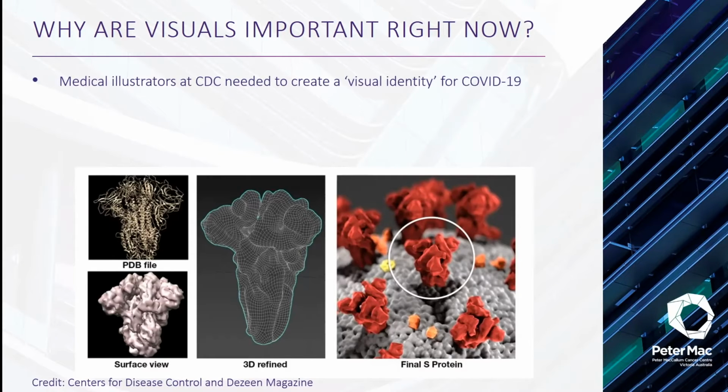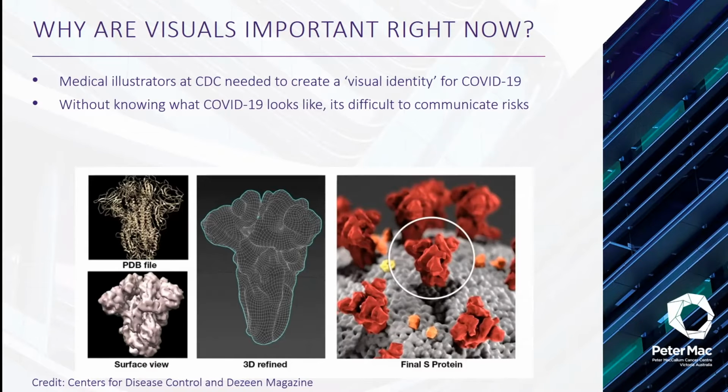Medical illustrators at the Centers for Disease Control, which is the National Public Health Agency of the US, as I'm sure you're all aware, realised that they needed to create a visual identity for COVID-19 because people didn't know what it was, they had no idea what it looked like, and there were people out there who thought it was a hoax and a complete conspiracy. They knew from previous experience with other pandemics like swine flu and bird flu that without knowing what COVID-19 looks like, it would be really difficult to communicate the risks to the general public.